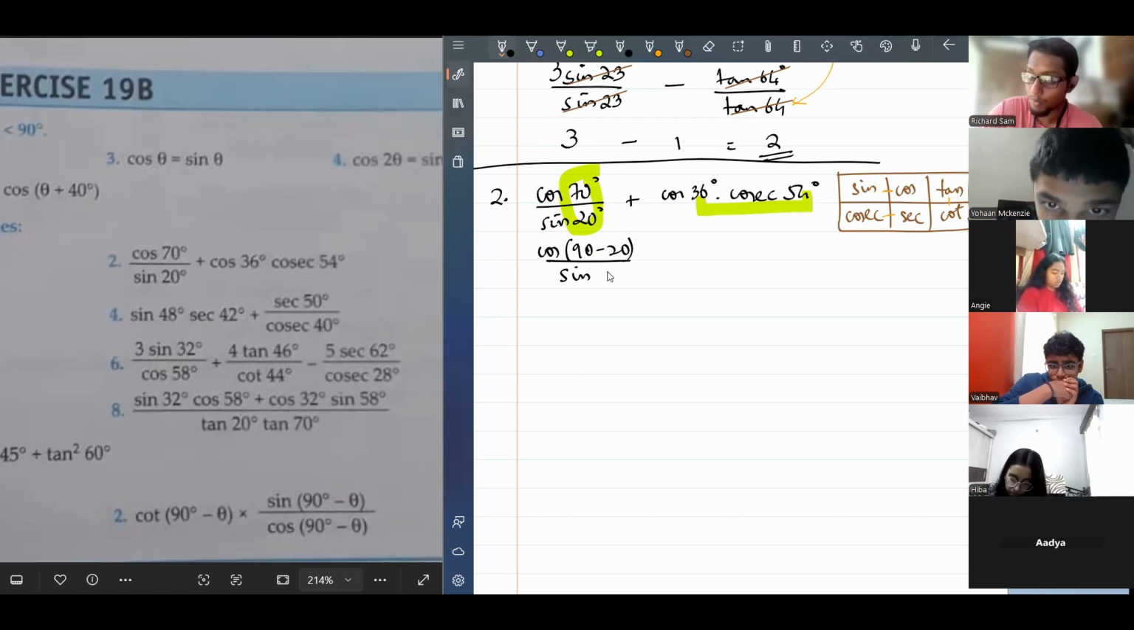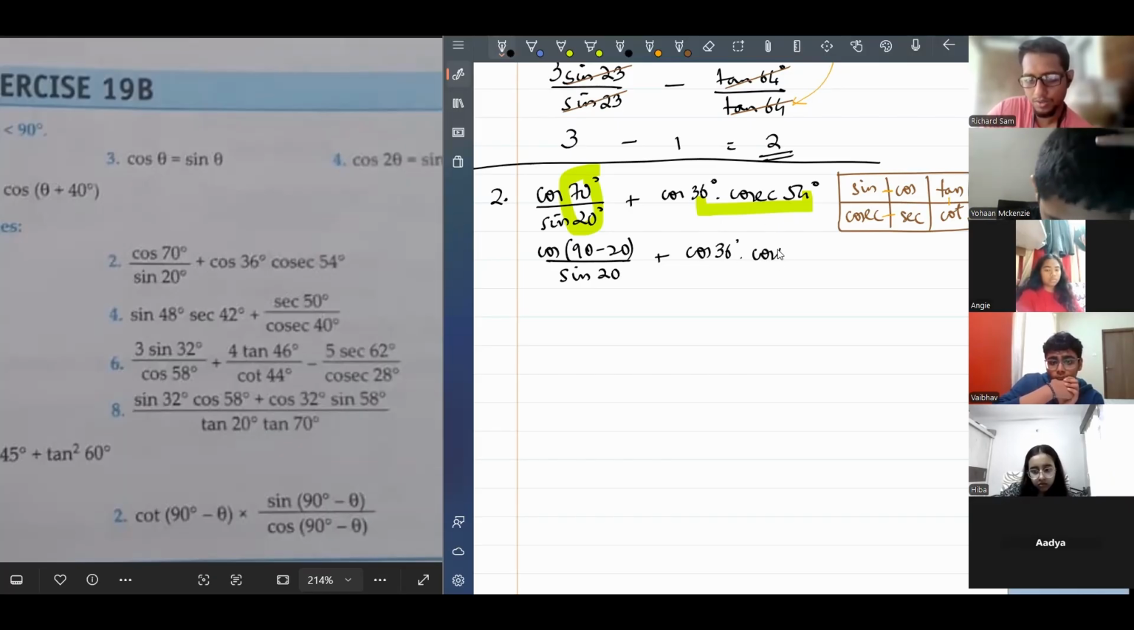Don't apply the formulas in both, only on one of them. And over here also cos and cosec. Let's change the cosec. We'll leave the cos 36 as it is. The cosec will change. So cosec 54 can be written as cosec(90 minus 36). Right? Because 90 minus 36 is 54.